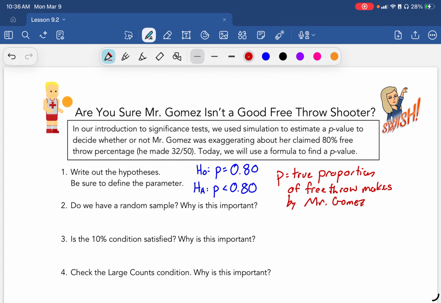Another thing that's important here, when we go through and do this, the math requires us to assume that our null hypothesis is true. Now, when we get to our conclusion, that doesn't mean the null is true. We can't say that. But when we do the math, our math requires us to have a p for the true proportion, and that is where our null hypothesis comes in. We just assume it's true so we can do the math.